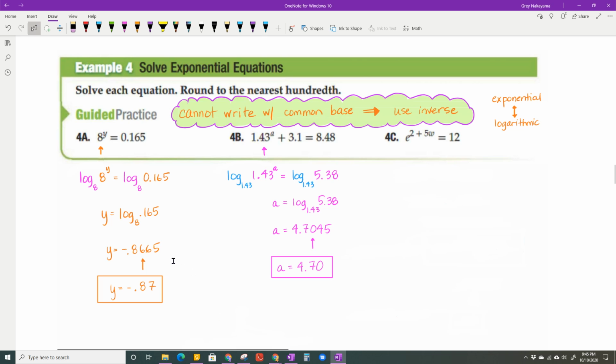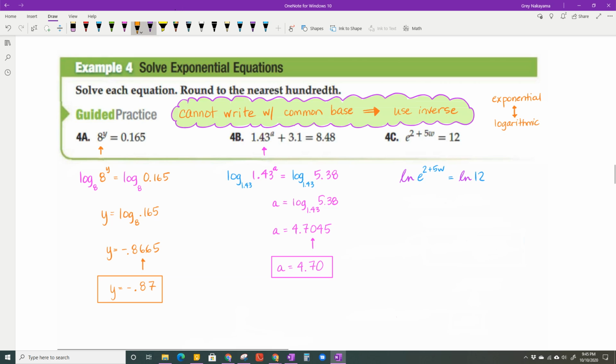Okay, so straight up, look at C. C looks a little different because I now have a base of e. So you do have to know what is log base e. Well, log base e is what we more commonly write as ln. So I'm going to have the ln of e to the 2 plus 5w is equal to ln of 12.